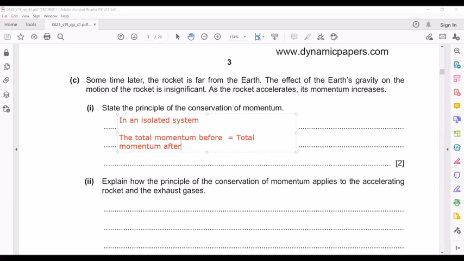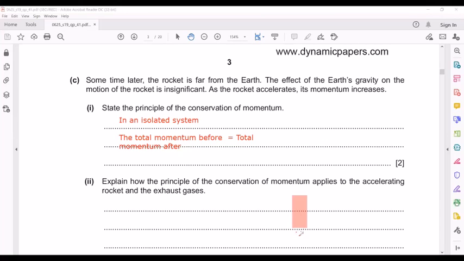Because what happens for a rocket as it is accelerating, the total momentum is conserved. For example, if the total momentum is zero, say a rocket is there at the launch pad, so the starting momentum is zero. If the starting momentum is zero, the final momentum should also be zero. But how is the final momentum zero?